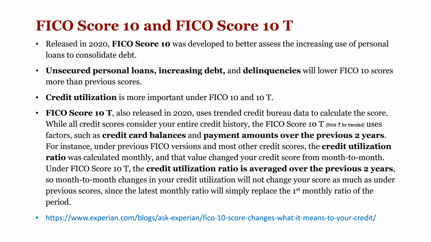For instance, under previous FICO versions and most other credit scores, the credit utilization ratio was calculated monthly, and that value changed your credit score from month to month. Under FICO Score 10T, the credit utilization ratio is averaged over the previous 2 years, so month-to-month changes in your credit utilization will not change your score as much as under previous scores, since the latest monthly ratio will simply replace the first monthly ratio of the period.